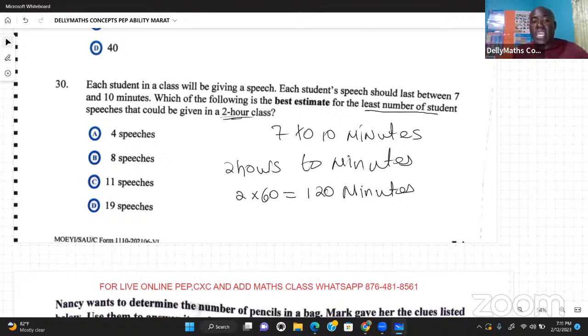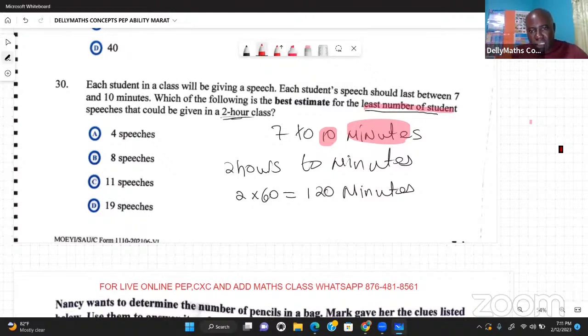In other words, if everybody goes up there and uses up the maximum time, which is 10 minutes, then this is the worst case scenario in terms of how many people could go up there. The longer each speech takes, the fewer persons will come up. So they want to know the worst case in terms of the least number of speeches, so we're going to have to maximize and use 10.